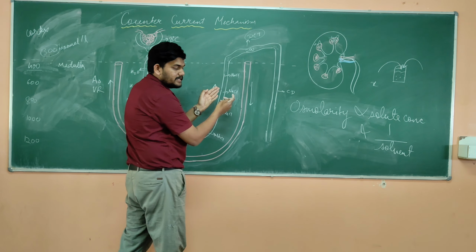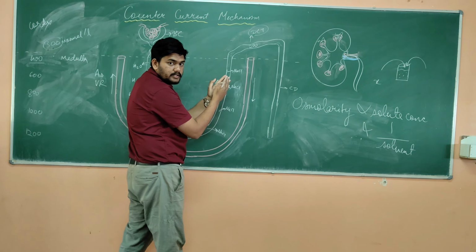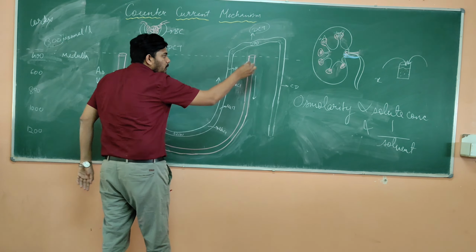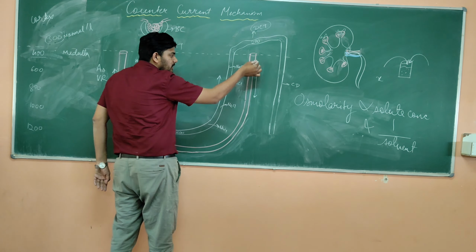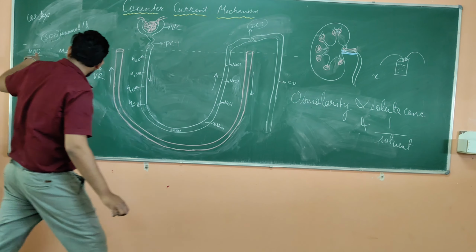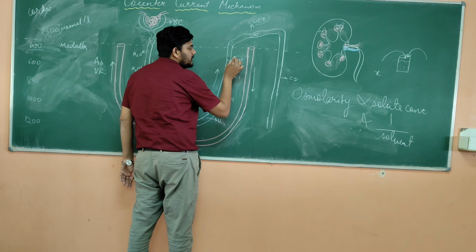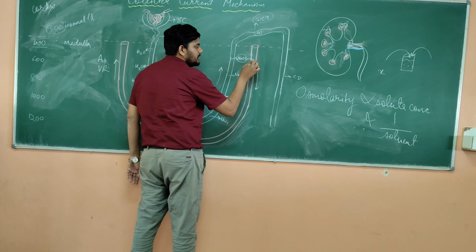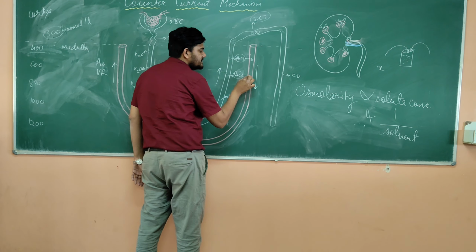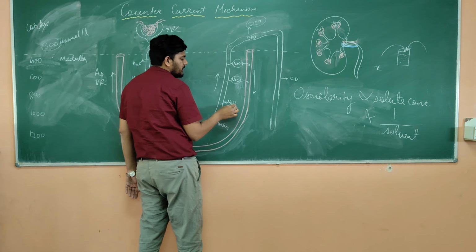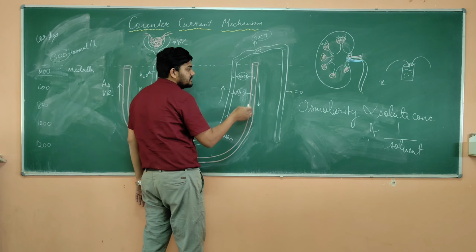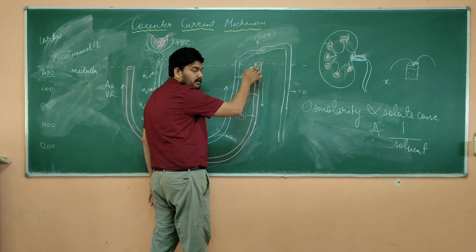So, if you want to do the exchange, these two should be in close proximity. Okay, that is a very important point. Now, when the blood is moving down, it has to increase the osmolarity. So if it has to increase the osmolarity, it will take up the NaCl. It will take the NaCl which is released by the loop of Henle, and if it is taking the NaCl, it means it is increasing the blood osmolarity.